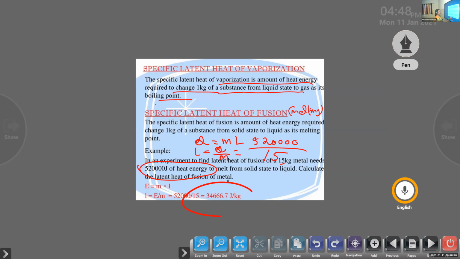So it is joule, this is kg. You will get 10,400 joule per kg latent heat. Okay, just write it and do it and see whether you get it or not. Clear?